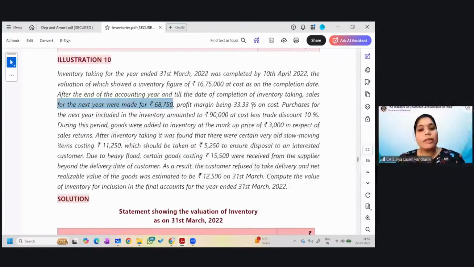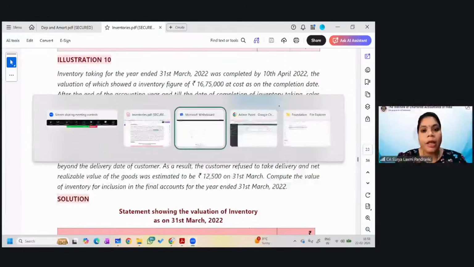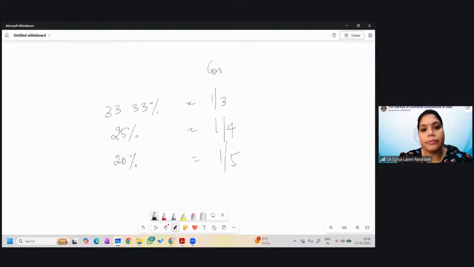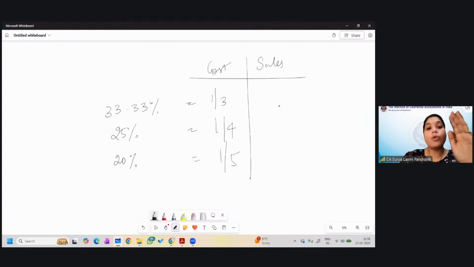If you see, they told 33% on cost, right? If you have to convert it on sales, then there's an easy way of doing it. Suppose this is on cost, okay? Then what will be on sales? This table you can remember. If it is one third on cost, it means it is one fourth on sales. This is one fifth on sales. This is one sixth on sales.